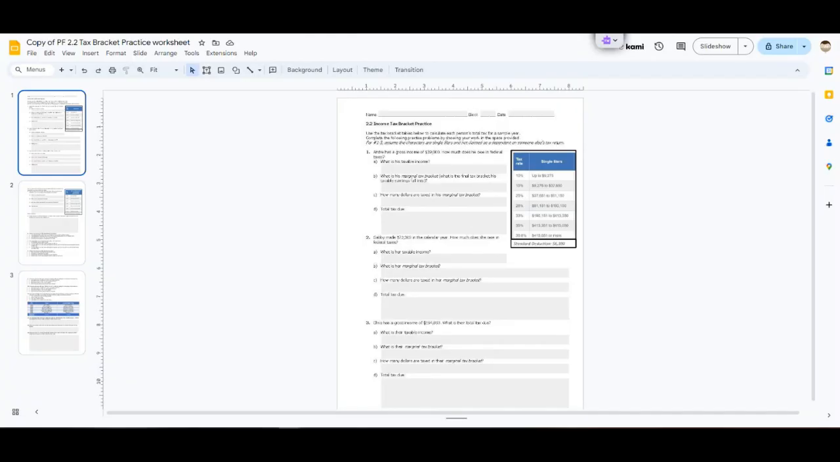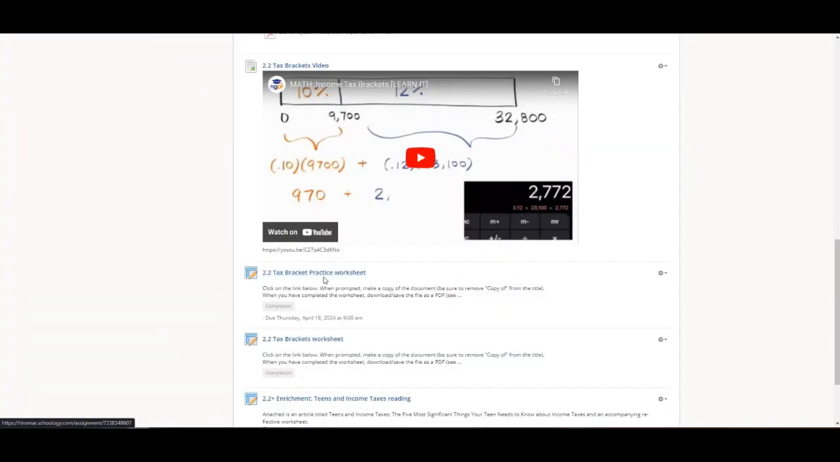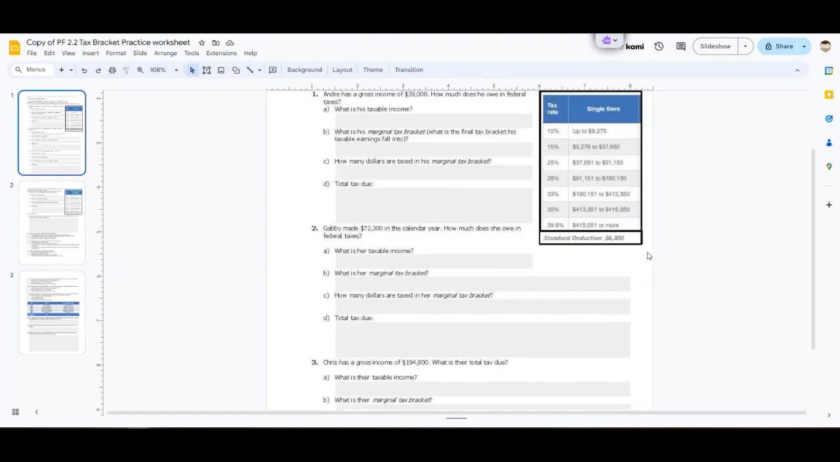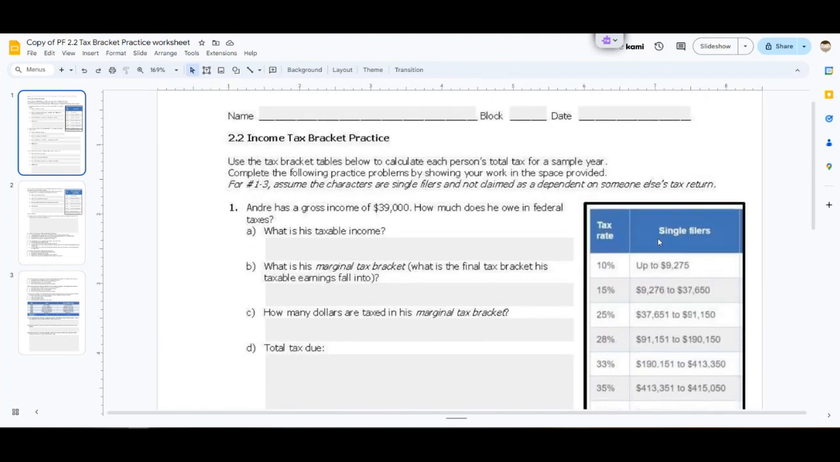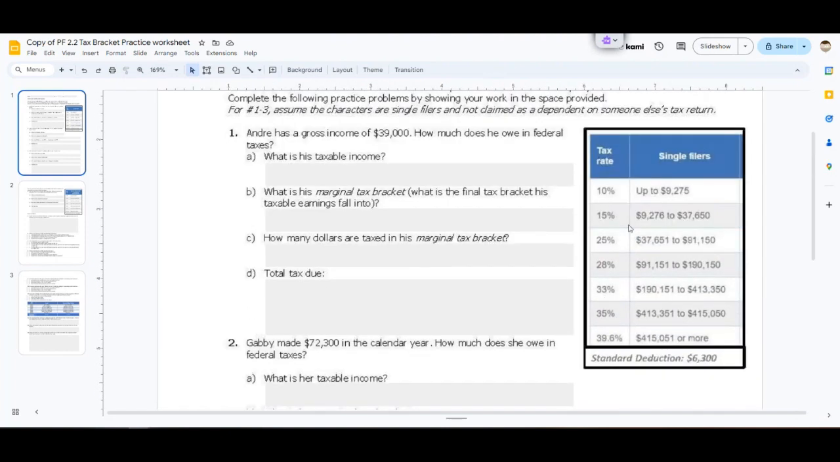All right, now that we've completed that presentation, you've got one worksheet that will practice your understanding of these tax brackets. It is this 2.2 tax bracket practice worksheet. Okay, so I'll show you what this looks like. On page 1, we've got a sample tax bracket here. So we've got the marginal tax rates, we've got the range of dollars that apply for those various percentages, and then we have our standard deduction listed at the bottom.